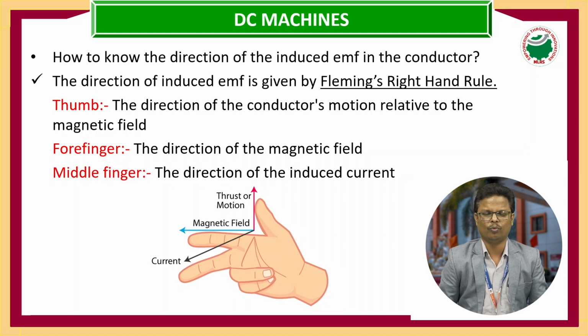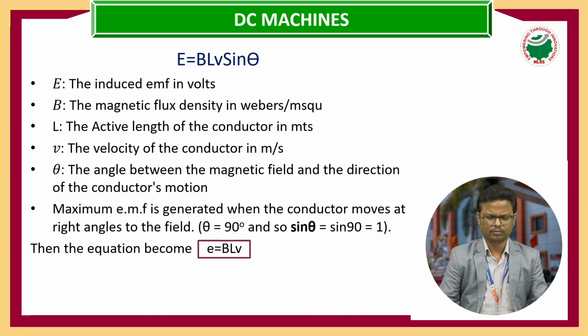Okay, so when the EMF is generated, the EMF equation is E = BLV sin theta. Here E is the EMF in volts, B is the flux density in Webers per meter square, L is the active length of the conductor in meters, V is the velocity of the conductor in meters per second, and theta is the angle. When theta is 90 degrees, sin theta becomes 1, which indicates that it will produce the maximum amount of EMF.